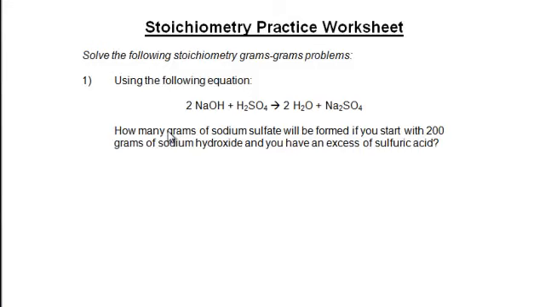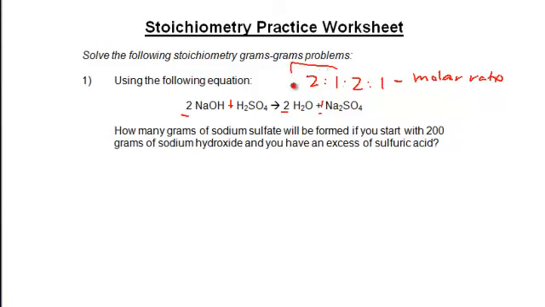Okay, we're going to begin looking at stoichiometric practice using this worksheet. Before we get started with our equation, one thing we have to make sure we understand is this reaction here. This is saying that 2 moles of sodium hydroxide react with 1 mole of sulfuric acid to generate 2 moles of water and 1 mole of sodium sulfate. This is a 2 to 1 to 2 to 1 ratio. This is my molar ratio for this reaction.